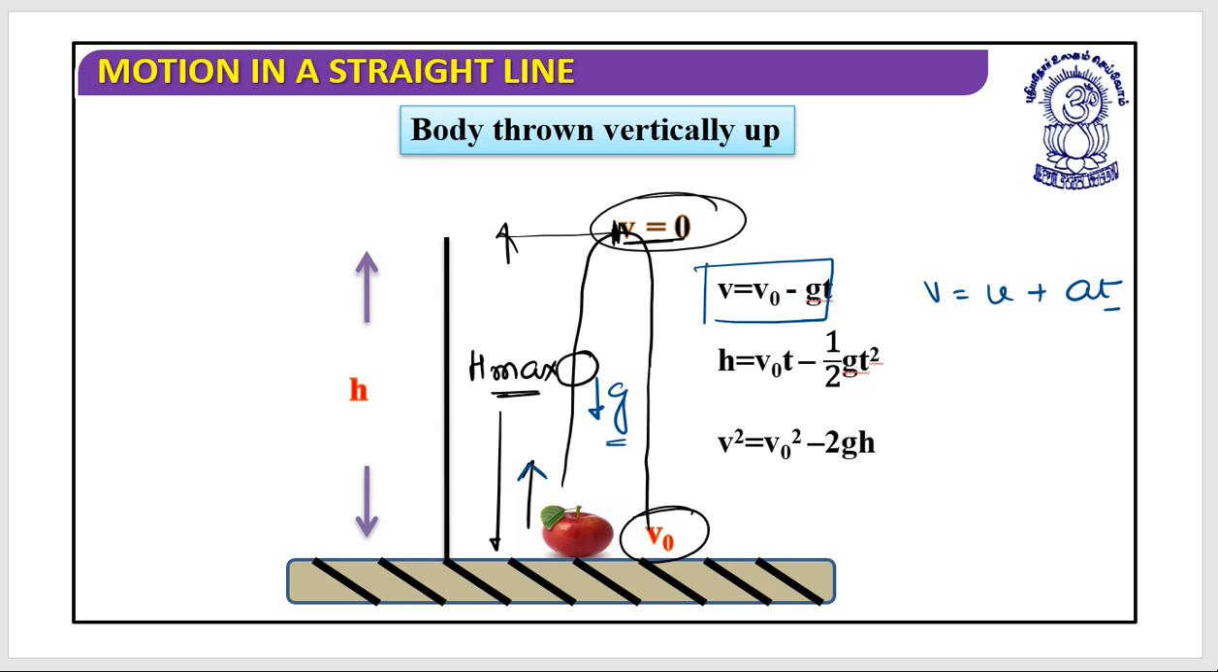Next, my relation was h is equal to ut plus half at square. If I replace this a with minus g, then the relation should look like h is equal to v naught t minus half gt square. And in the same way, if I replace in this relation, then I can have v square is equal to v naught square minus 2gh. I hope these things are clear to you. Shall we move to the next?